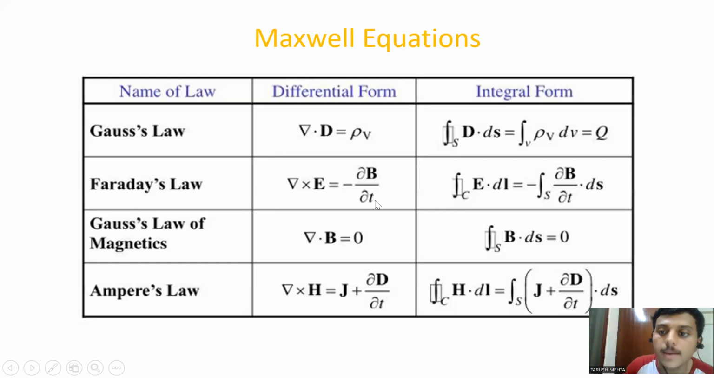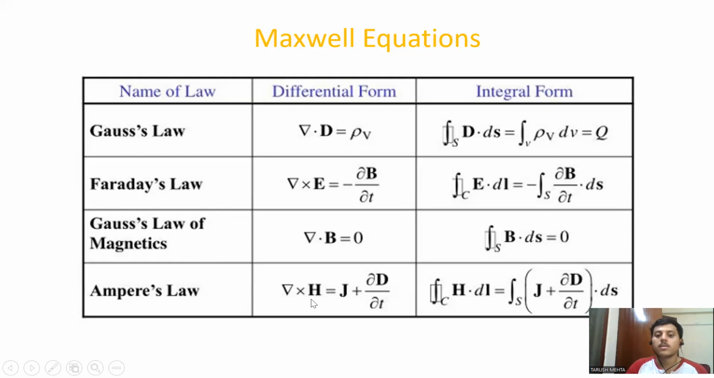minus del B bar by del T. Or in integral form, integral E dot dl over a closed curve C is equal to minus integral of del B by del T dot dS. So this basically states that the EMF induced across any closed curve is equal to the rate of change of flux through the area enclosed by that curve. And based on this Faraday's law, most of the motors, generators, and transformers work. The fourth is Ampere's law.